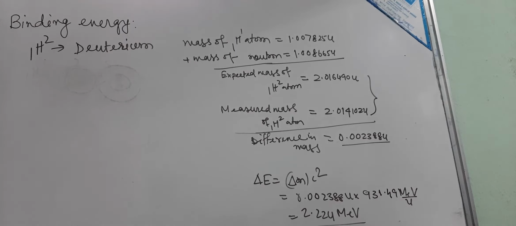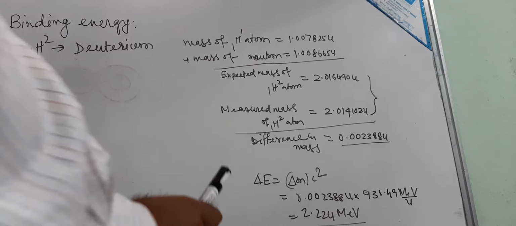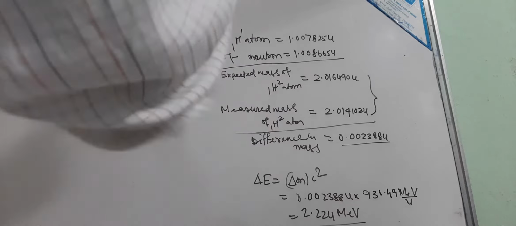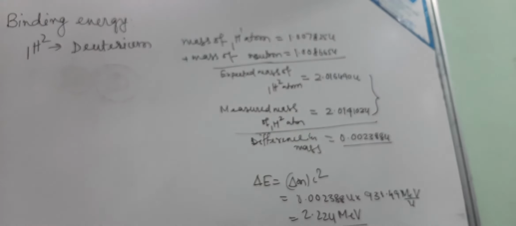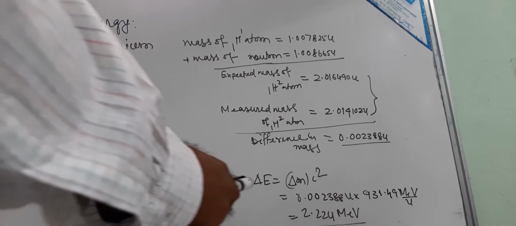So the measured mass is always less than the expected mass. That happens in case of any nuclei. Always the measured mass is less than the expected mass of any atom. Therefore the difference of mass, which is known as the mass defect, comes out to be 0.002388 U. Now we convert this mass into energy by Einstein's mass energy relation, that is delta E equals delta M into C squared, and this is the binding energy.